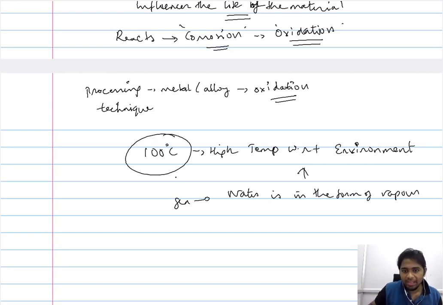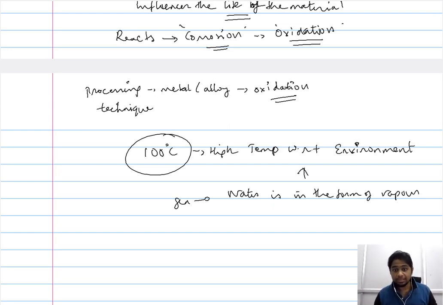The reason why I am differentiating this is because in several applications the pressure is beyond atmospheric pressure, so in those cases the boiling point of the water will vary. Therefore, the generalized definition for the high temperature with respect to the environment is the environment wherein the water is found not in its liquid state but in the vapor state.